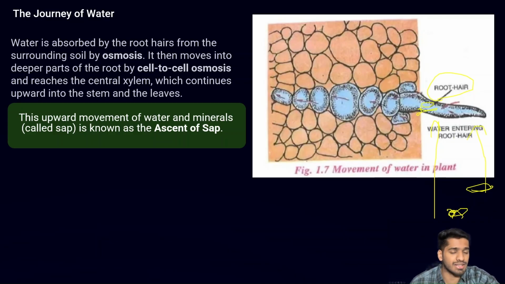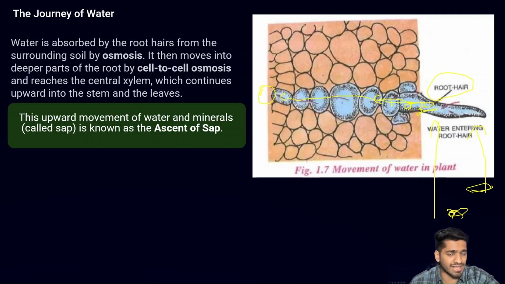Now this cell is full of water. Now what is happening? This cell initially has less amount of water. So the cell which has more water is going to push this water to the adjacent cell. So this is how the water is going to flow from one cell to another cell. So cell to cell, you can see osmosis. Inside the cell, you are going to see osmosis. And so on. This is going to continue up till the xylem.